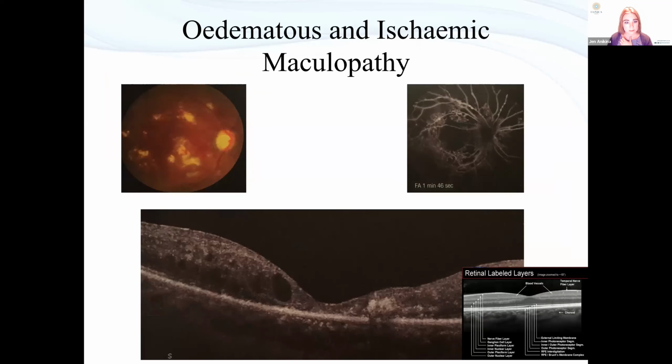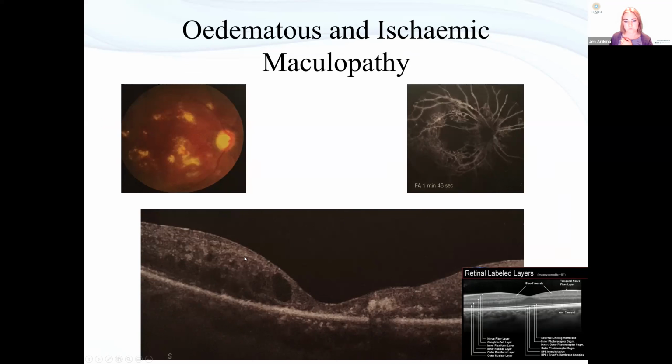So ischemic maculopathy, this is usually diabetic. It could be vein occlusion related. But look at our photoreceptor layer in the bottom picture. Where is it? It's gone. You can't see it. You can't see any of the nice layers and striations like you can on the right.